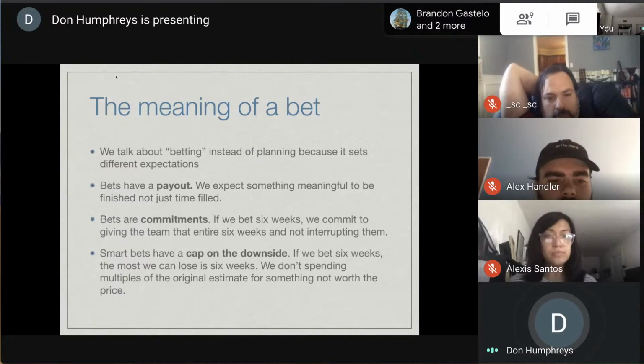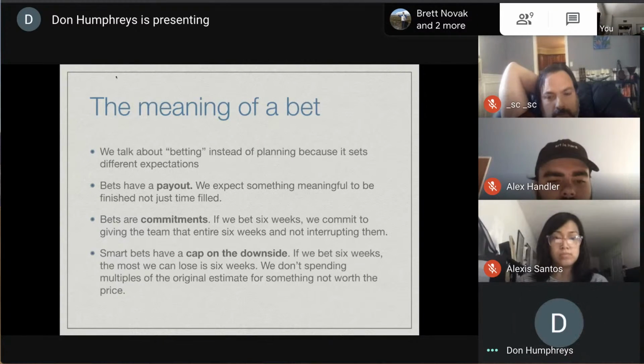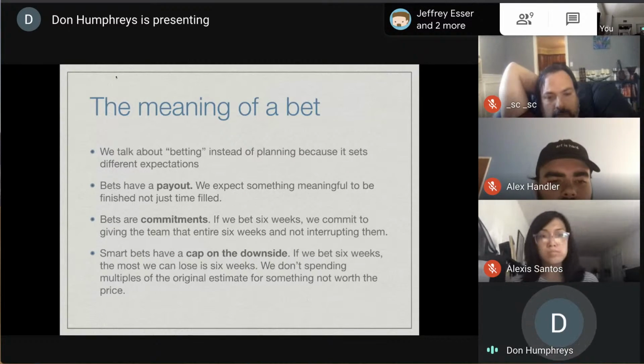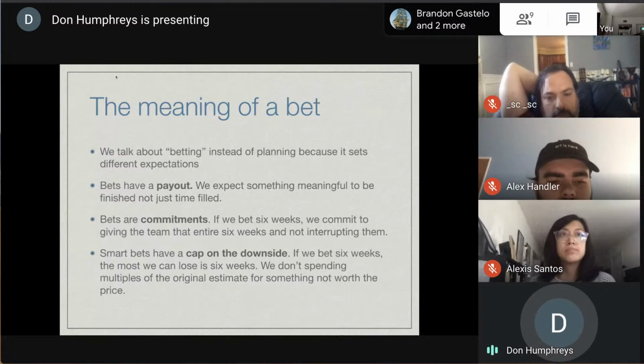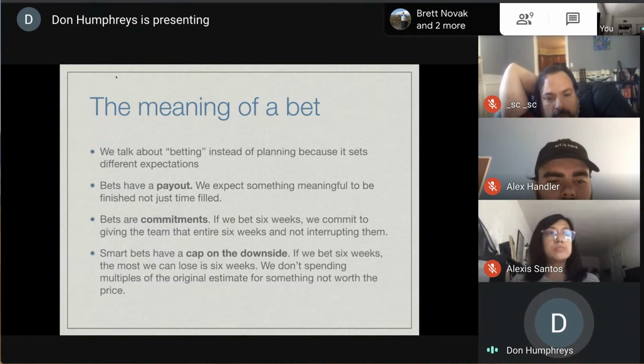Also, bets are commitments. If we bet 6 weeks, we commit to give the team that entire 6 weeks and not to interrupt them. And then smart bets have a cap on the downside. That means that if you bet 6 weeks, then the most you can lose is 6 weeks. We don't keep spending multiples of the same original estimate for something that's not worth the price.